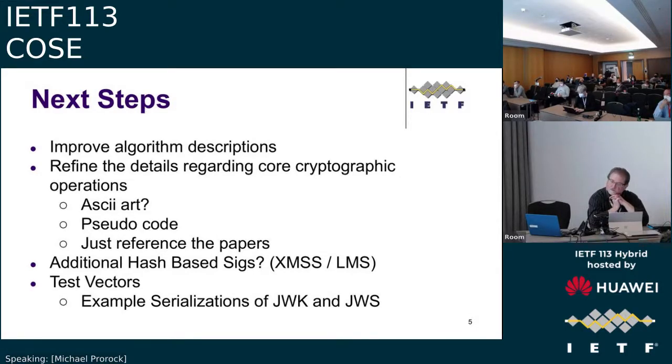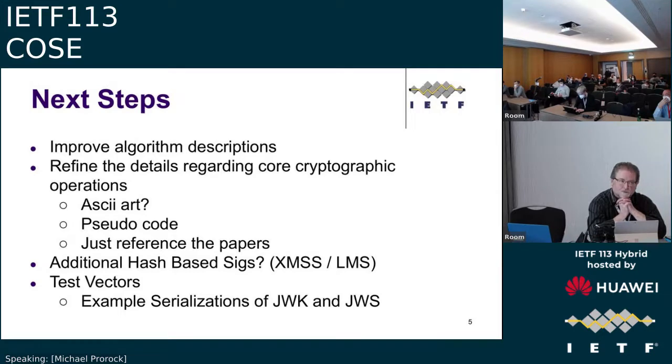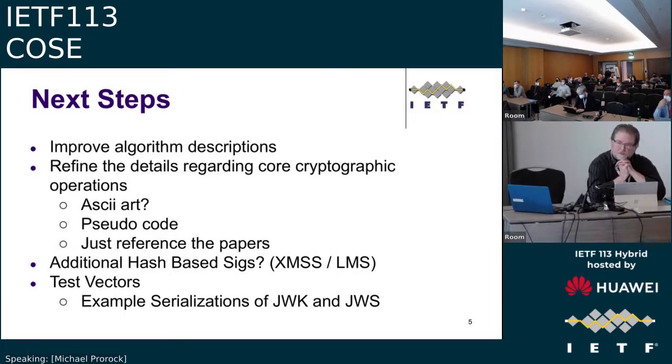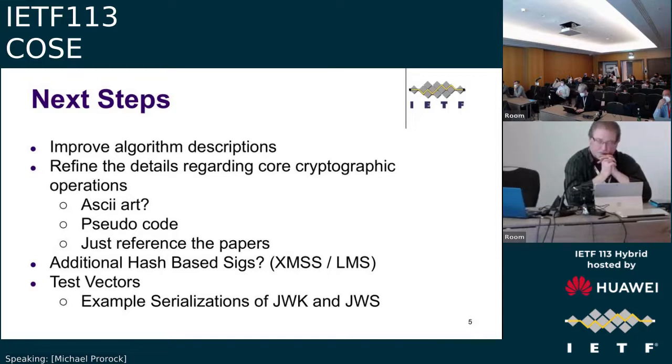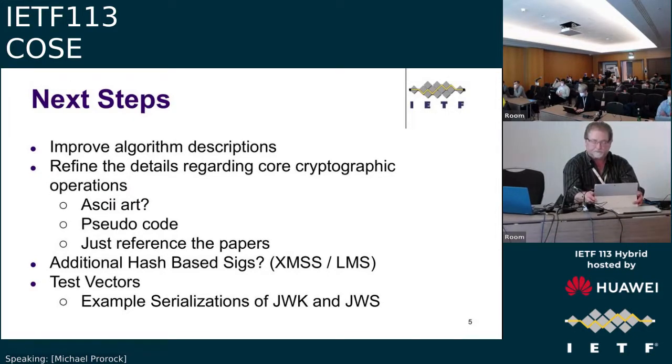So next steps for us on the individual draft side is to continue fleshing out the algorithm descriptions. We've got a good baseline in place. As a group working on it, we're looking at some different ways of talking about the sign and verify operations. We're not defining any new cryptography here, no desire to do that. This is just pointing back at the well-defined stuff. For right now, we're just pointing back to the papers, and that may just stay that way. Based on feedback on the list, we are looking a little broader at some other hash-based signature approaches, especially some more stateful ones. And then we're getting ready to start into a whole bunch of test vector generation, and getting into some better serialization examples with both JWK and JWS.